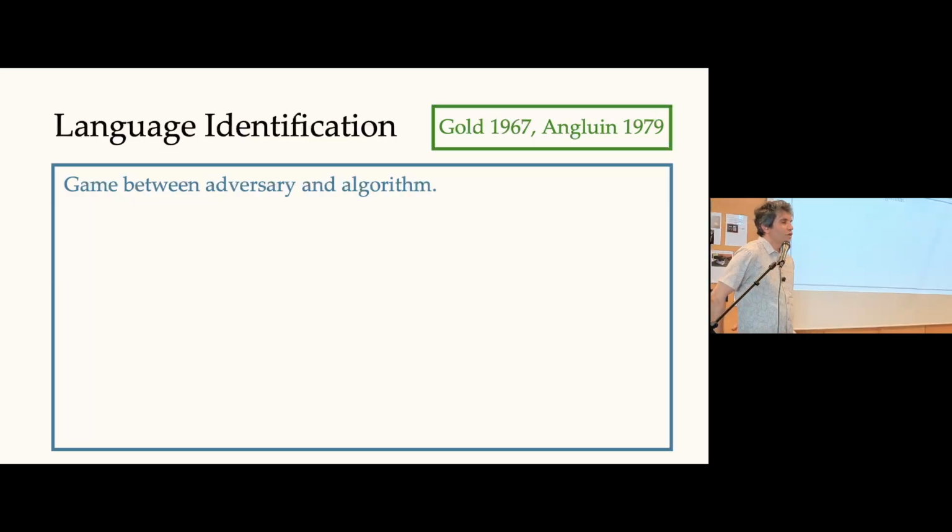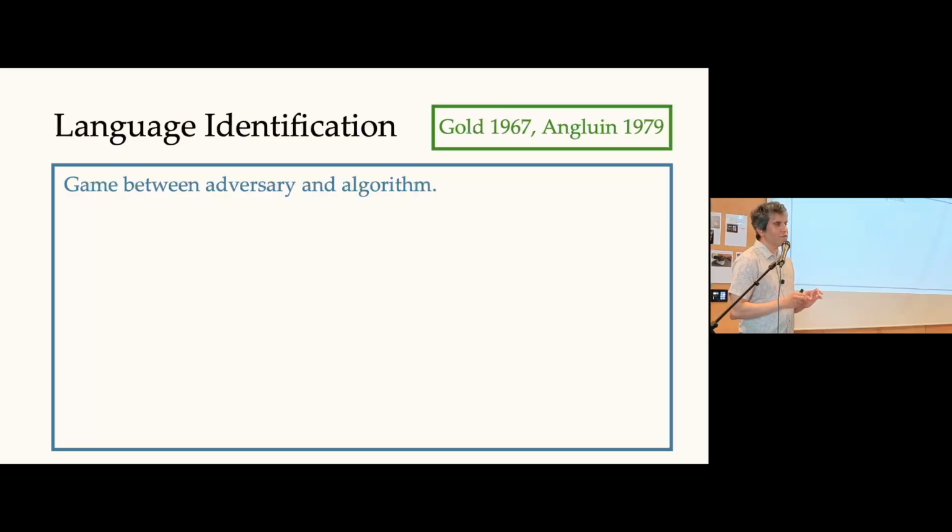Okay, so far we've described the language acquisition problem, the language identification problem, but it's still not precise enough that we are able to reason about it or say anything meaningful about it. So let's try to make it even more precise.